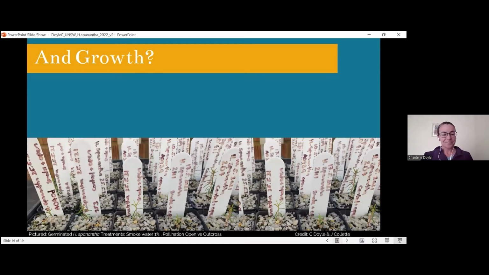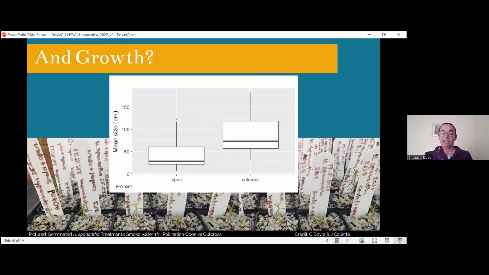But when we look at the growth of the plants that germinated, of which we only got 41, not many out of the 200 at all, you can see that the mean size of outcrossed germinants is much, much bigger. So there's your runts, Shannon. Basically, it's a really good indication that inbreeding is affecting plants.